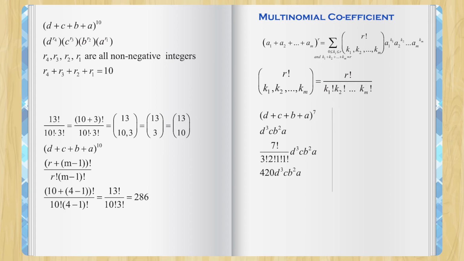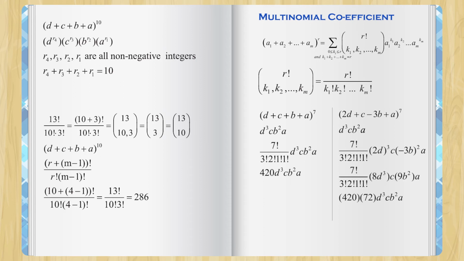If we were expanding the polynomial 2d plus c minus 3b plus a all to the 7th power and wanted to know the coefficient containing d cubed c b squared a, we could compute the coefficient the same way, and in this case we'd take the first term 2d to the 3rd power, the second term c to the 1st power, and so on, and we'd have the result 30,240 d cubed c b squared a. The multinomial theorem also has a variety of applications in statistics, as well as many other disciplines.